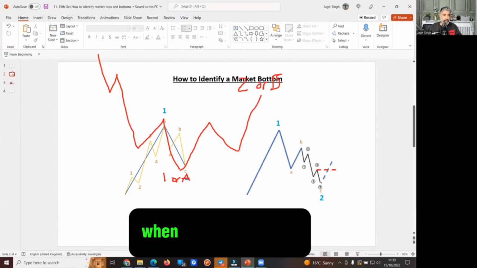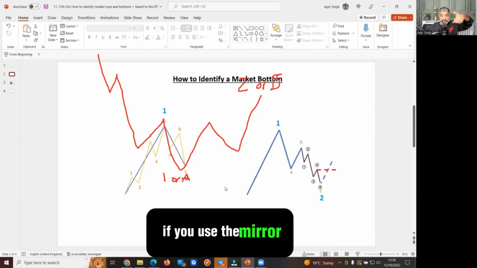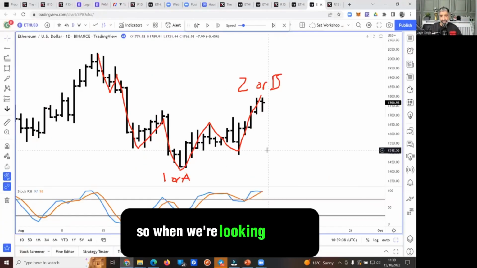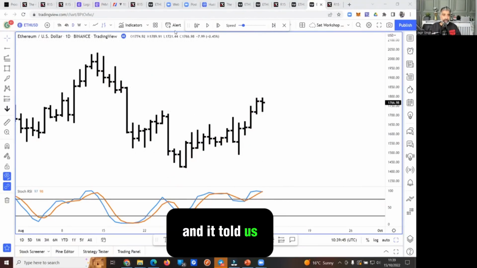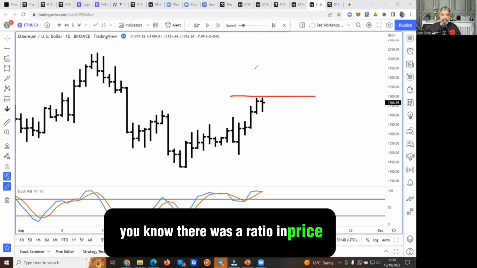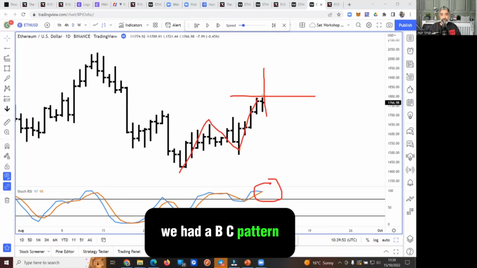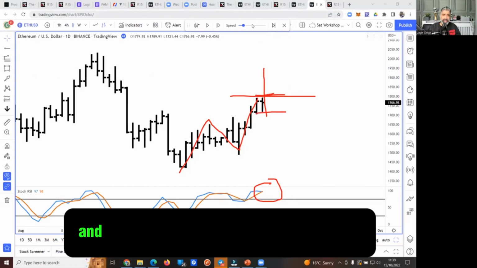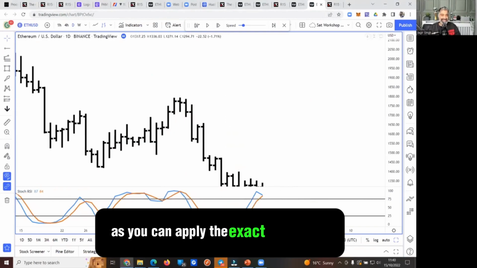Over here, when we're looking at this, it was on the way up. If you use the mirror, it will just be the exact same principle, but on the way down. So when we're looking at this, we did the same thing: identify pattern, price, time, and it told us there was a ratio in price, there was a ratio in time, we had momentum, we had an ABC pattern, and we said, right, we can go short on a 1 bar low with a stop loss up here, and then the market nicely moved to the downside. So you can apply the exact same thing.